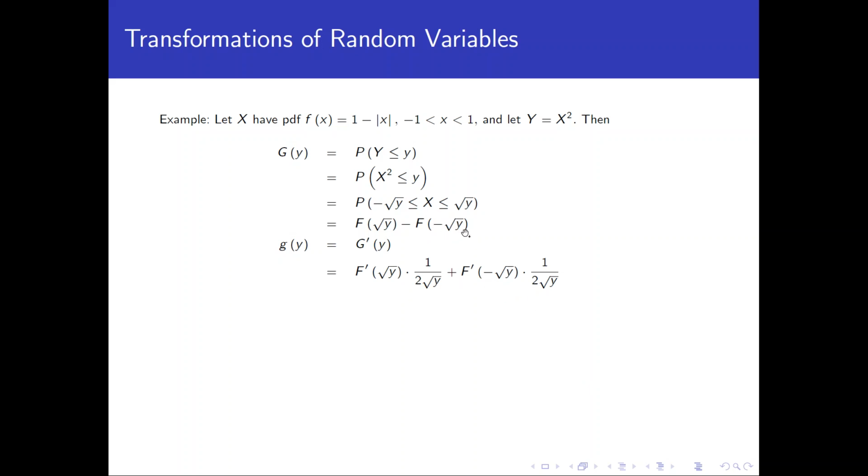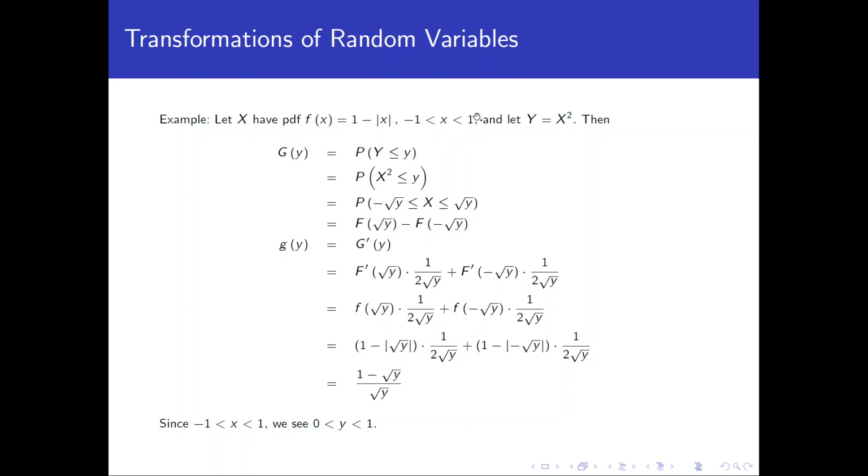Notice here we have a negative root y, but we had a negative out in front. So when we take the derivative, the negatives will make that into a positive. And then each of these are the PDFs. So now we can plug this in to the PDF. So we get 1 minus absolute value of root y times 1 over 2 root y. Same thing, except we have negative root y plugged in there. Notice that the absolute value of negative root y is the same as the absolute value of root y. So we can combine like terms and get this 1 minus root y over root y.